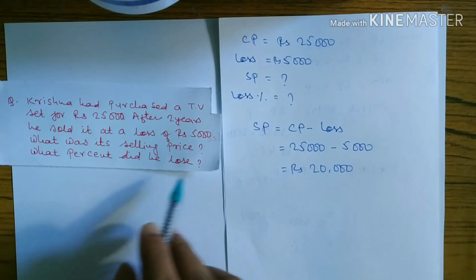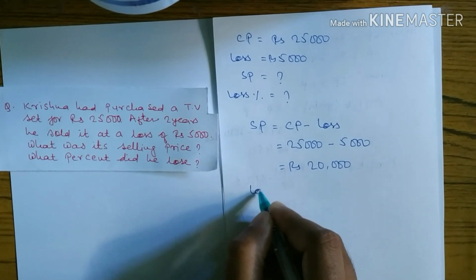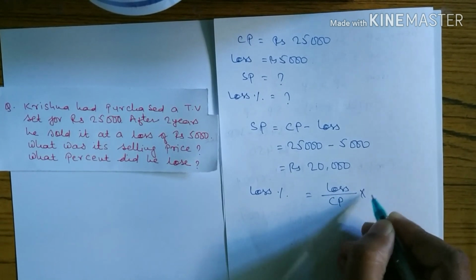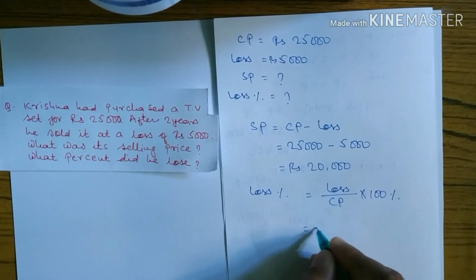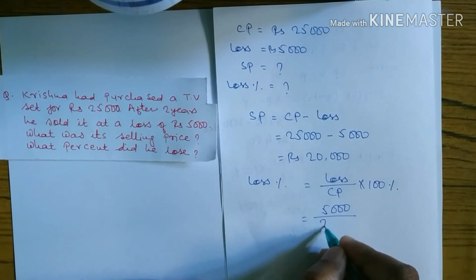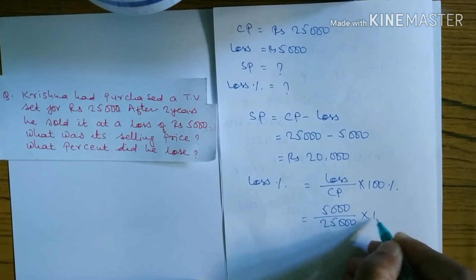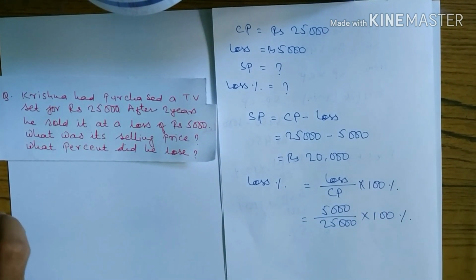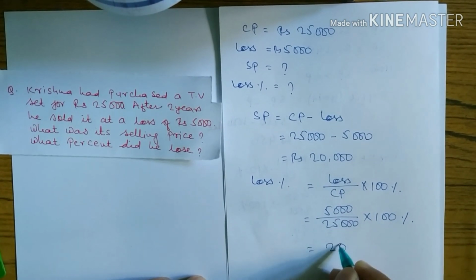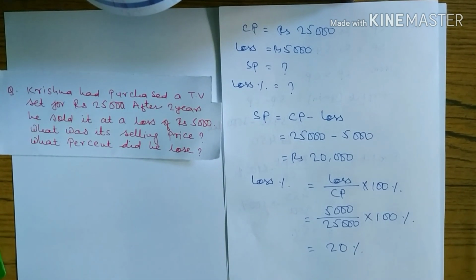And after this, we have to find out loss percent. What is the formula of loss percent? Loss percent is loss by CP into 100%. Loss is equal to 5,000. The value of CP is equal to 25,000 into 100%. While solving this, we get loss percent, 5,000 divided by 25,000 into 100, is 20%. So 20% loss. Hope you understand.